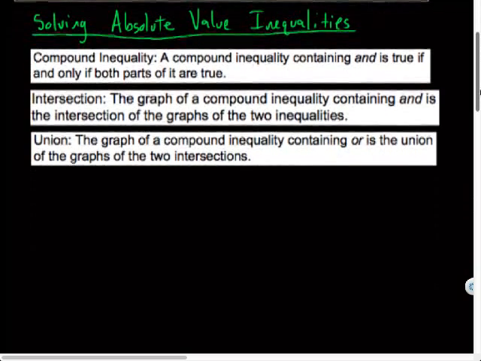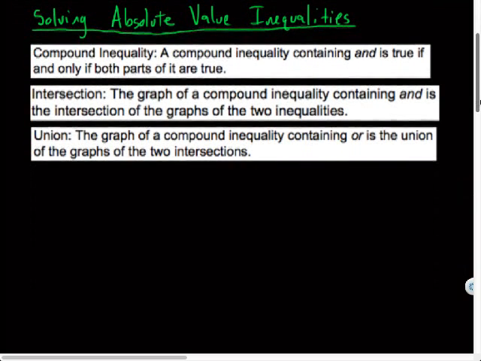So I've got a couple little definitions here for you to consider. A compound inequality containing "and", notice the italicized nature of this word, is true if and only if both parts of it are true. We'll explain what that means in a little bit. An intersection is when the graph of a compound inequality containing "and" is the intersection of the graphs of the two inequalities. So we'll see what that means later.